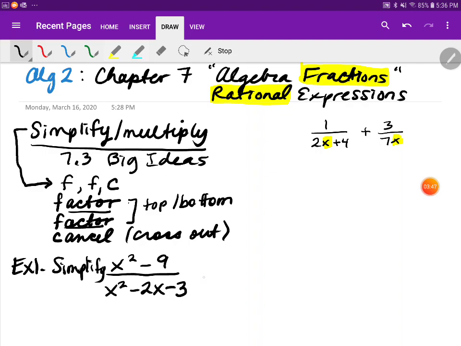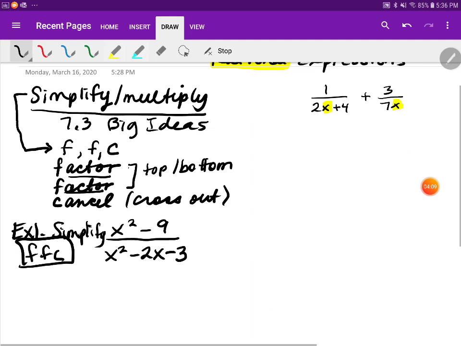I look at this and I think, okay, FFC. I see the algebra fractions, I need to take care of it. What lots of people do is they'll see first, so they'll cancel things out first. They'll cancel out the x squareds. That's not allowed. It's important that you do it in the order that it says. The first thing we're going to do is factor the numerator, then factor the denominator, and then cancel. We can do this sideways, or we can do this up and down.